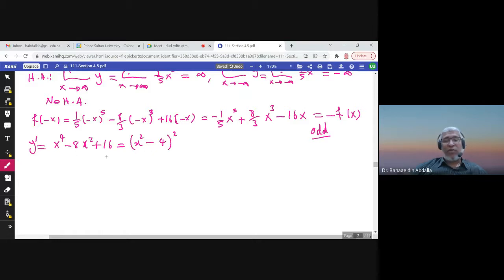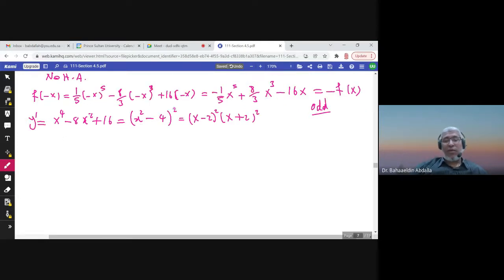So in fact, y prime is written like this. And this is x squared minus 4 squared. I can write it as x minus 2 times x plus 2, so I have x minus 2 to the power 2 times x plus 2 to the power 2. It's clear that y prime is squared, so it's always positive. y prime is always greater than or equal to 0. It could be 0 when x is 2 or when x is negative 2.